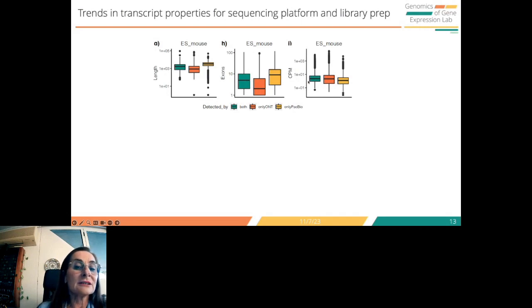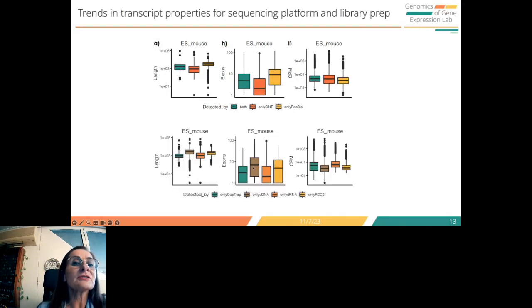And if we look at the library preparations, we also see some differences. Working with cDNA and R2C2 here.